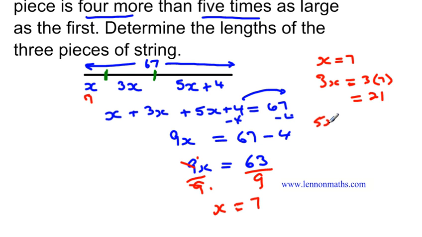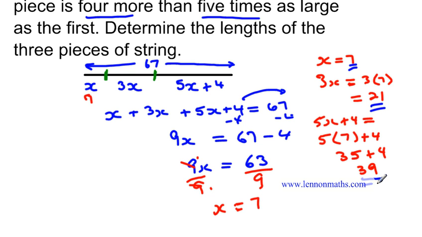And the third is 5 times that amount plus 4 more than that, so that's equal to 5 times 7 plus 4. That's 35 plus 4, which is 39. Okay, so the first piece is 7, the second piece is 21, and the third piece is 39. If we add these up, we should get 67.